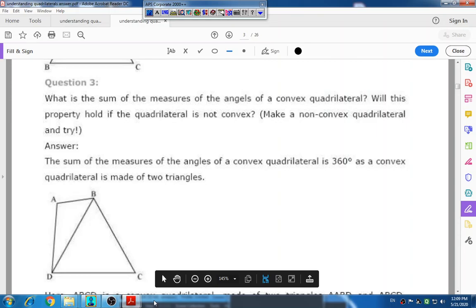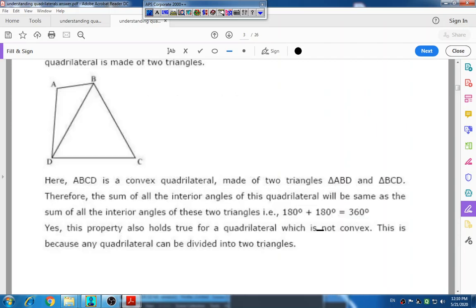Quadrilateral will be the same. 180 degree plus 180 degree is equal to 360 degree. So yes, this property also holds true for the quadrilateral which is not a convex. This is because any quadrilateral can be divided into two triangles.